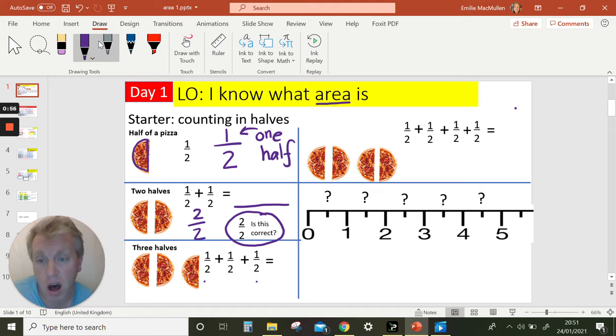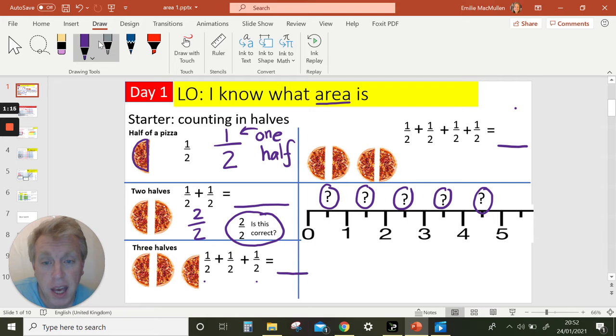What about this? A half add a half add a half. What do we get for that? And a half add a half add a half add a half, 4 halves. What will we get for that? And at the end, I'd like you to tell me what the 4 numbers should be. 5 here. So we have halfway between 0 and 1, halfway between 1 and 2, halfway between 2 and 3, halfway between 3 and 4. Pause the video, have a go at answering our starter questions.